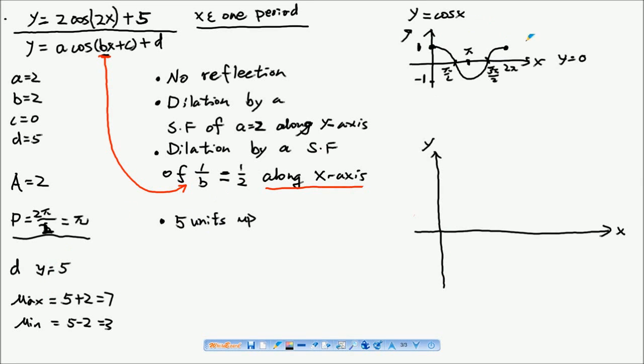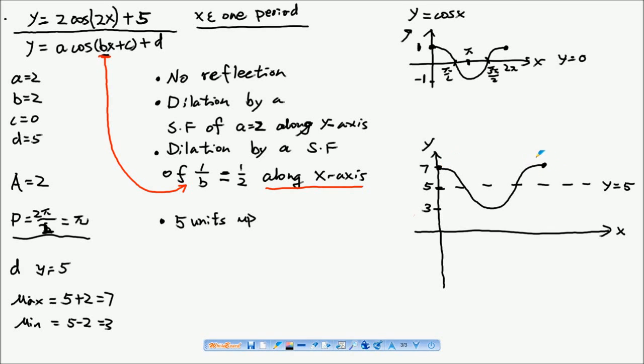Well, it's dilated, the amplitude changes, and for the maximum here, the neutral line is 5, so let me just put it there. So y equals 5, and the maximum is 7. The minimum is 3, the amplitude is 2. And it should start at this point, and has that shape.